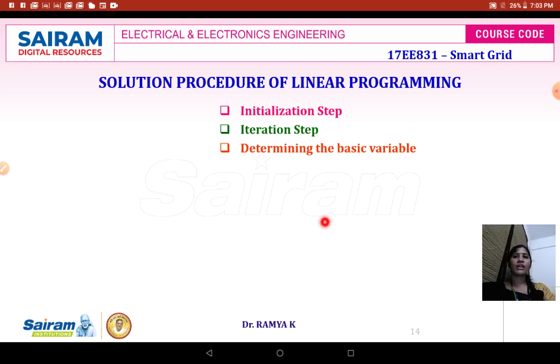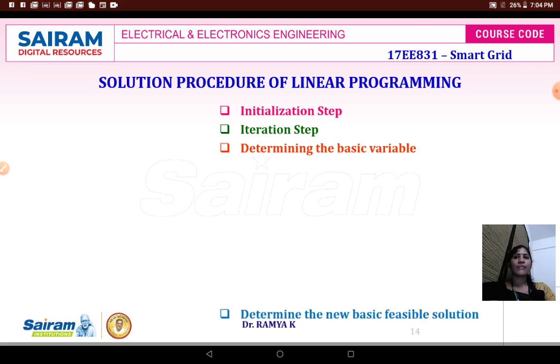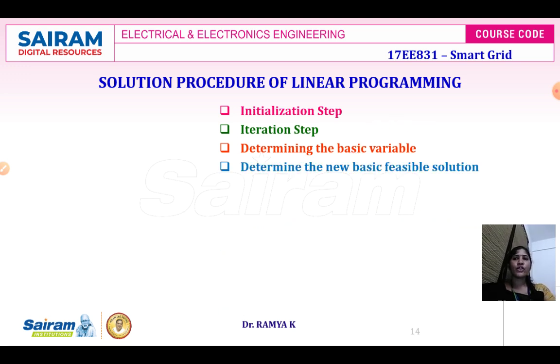So determining the entering basic variable means select the non-basic variable that, when increased, would increase the objective at a faster rate, and determine the new variable leaving your basic variable, and select your basic variable to reach 0 first as the entering basic variable is increased. Now you have to determine the new basic feasible solution. Once this basic variable after entering starts to increase, we have to determine the new basic feasible solution.